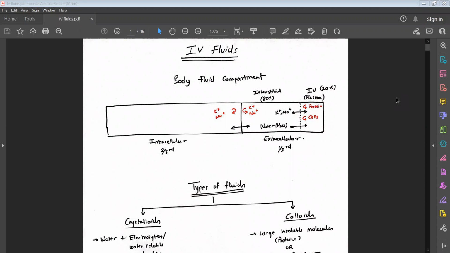Today's lecture is on IV fluids, something that you will commonly come across in the hospital setting. And also, it is one of those topics which is most commonly confused amongst the students and the residents, especially when they initially join their residency programs.